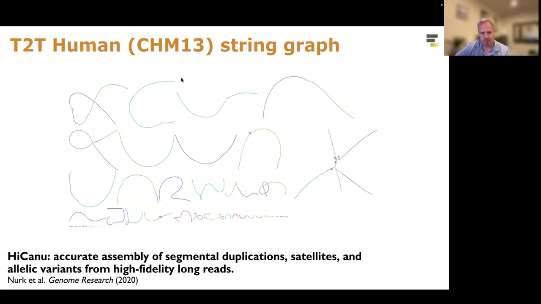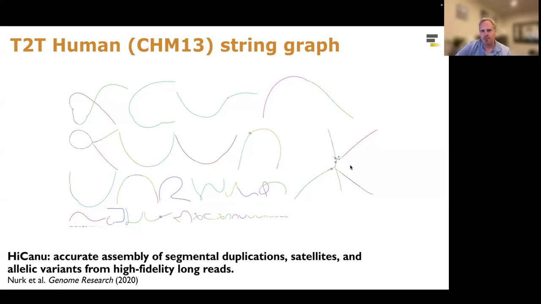Each is colored, and it looks like little pieces of string or little noodles here. This is using the Bandage genome assembly viewer. Each of these colored segments is colored by the chromosome that it comes from. And what's exciting to me is that most of the time we're getting either complete chromosome arms or potentially even complete chromosomes assembled into one long, simple path through the graph here.